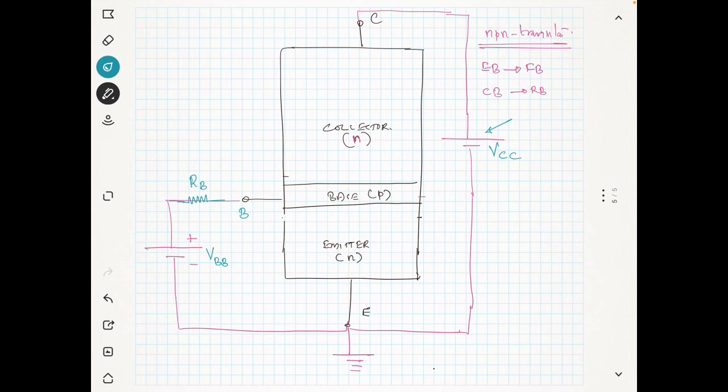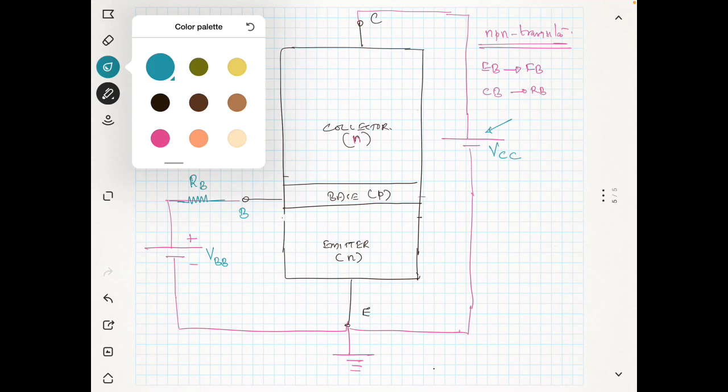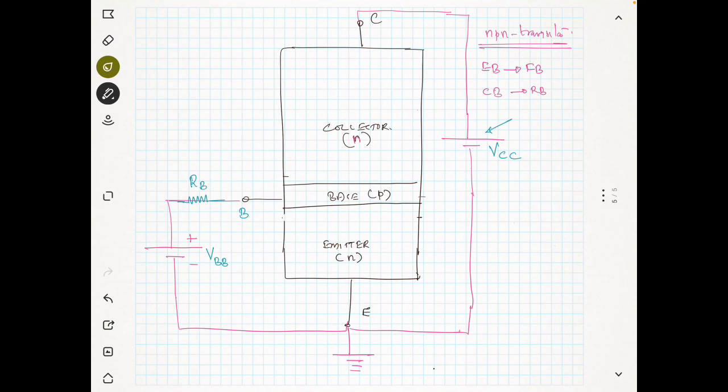Also here we can limit the current. So here also we will connect a resistance at the collector. It is known as RC. The purpose of RC I will discuss later. Now you can see here we have a power supply VBB and RB. We have another power supply VCC and a resistance RC. Now what will happen?